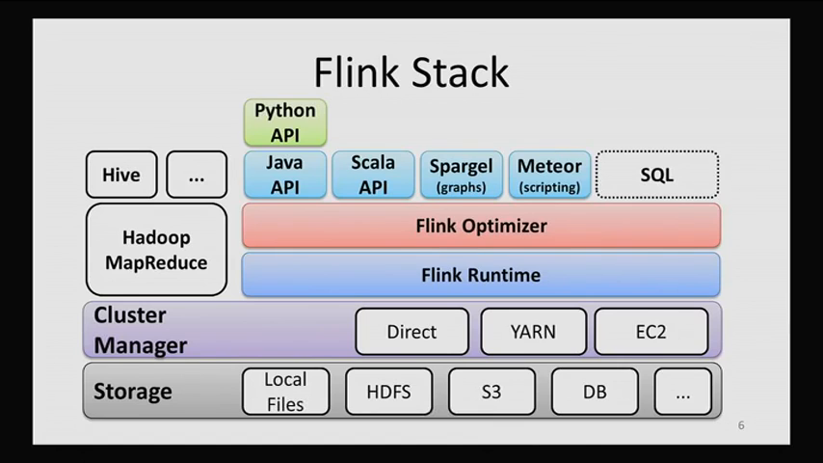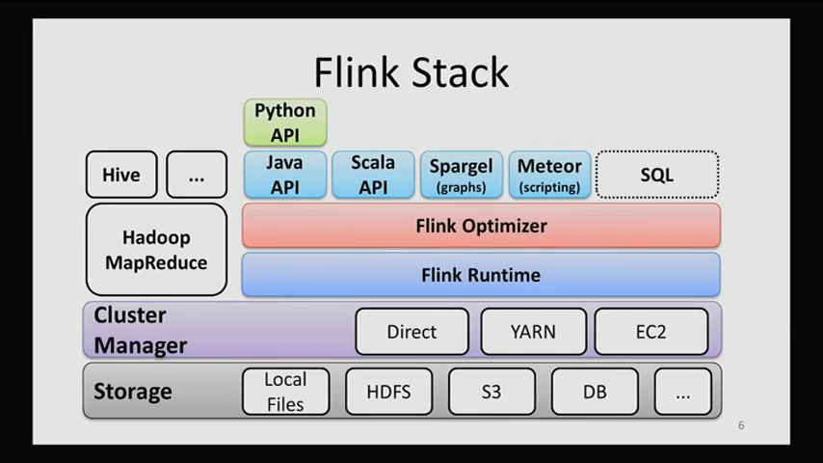We have the Java API, which is our main baseline, Scala, a Spark-like API for graph computation, Meteor, one for JSON I believe, and we are currently developing an SQL API. And the main reason for me being here is our new Python API, which is built on top of the Java API. One thing to note is that all APIs go through the same optimizer and the same runtime, so they're very deeply connected with each other.